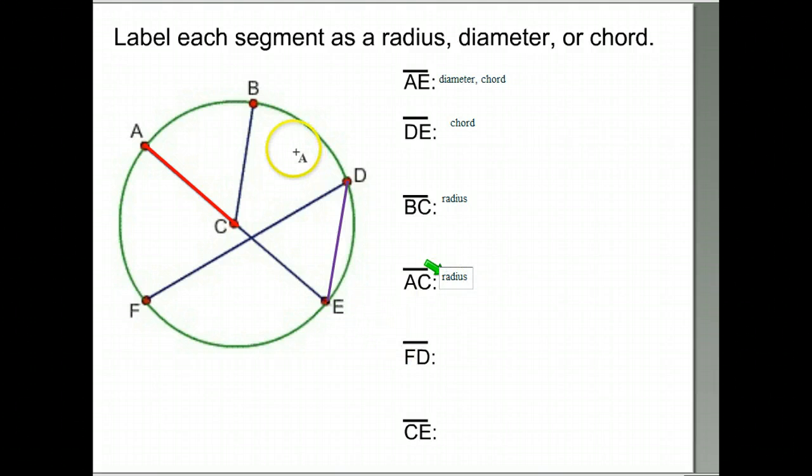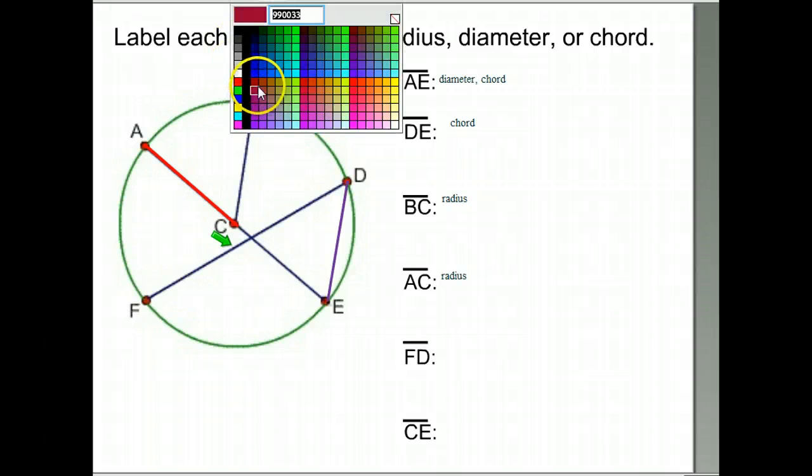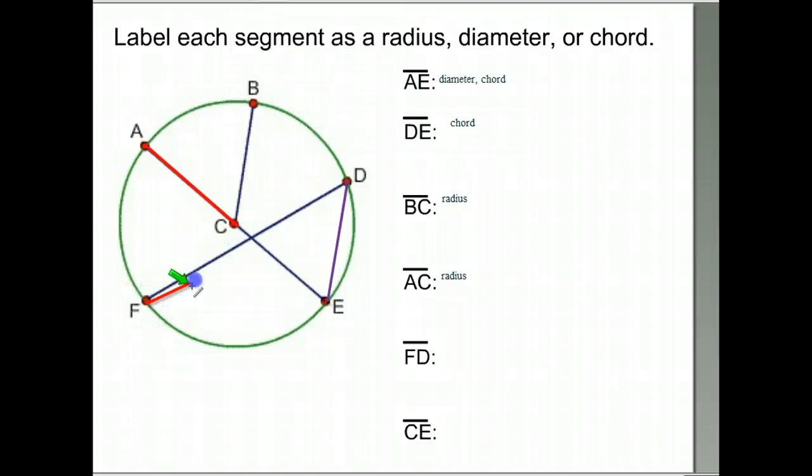Next, we have FD. Where is FD located? Here it is. Let's take a look. What type of line would FD be? Here it is right here from F to D. It touches 2 points on the edge, goes from one point on the edge to another, but it does not go through the center. Here's the center here. So it doesn't pass through the very center, so it cannot be a diameter. It does touch 2 points on the circle, however, so that classifies it as a chord.